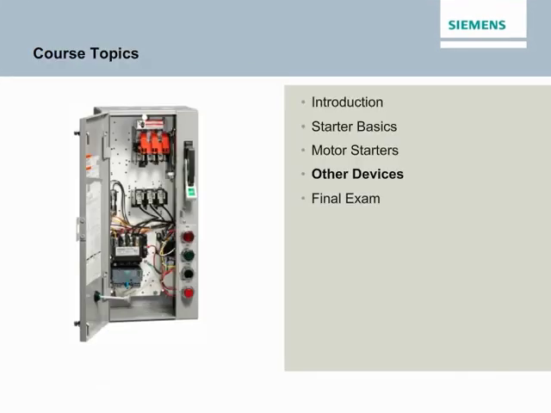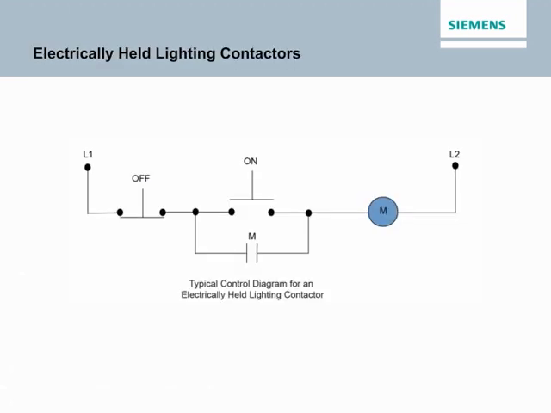We're now into section 4, and this part of Basics of Controls for Construction covers other Siemens control components. Many commercial lighting and heating applications require use of contactors to control the loads. One type of contactor used in these applications is an electrically held contactor, which is similar to the contactor used with a magnetic motor starter.